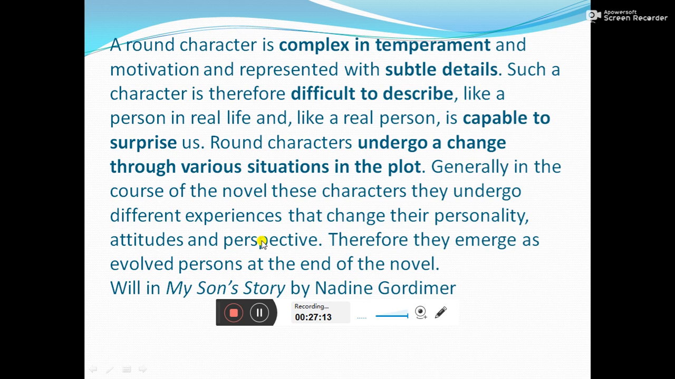In contrast to the flat character, a round character is complex in temperament. A flat character is very simple in nature, but a round character is complex in temperament and motivation. And such a character is represented in the novel with subtle details. Subtle details means very minute details, very small details. Such a character is therefore difficult to describe, because it is complex in temperament and has been shown with subtle details of its personality, and therefore difficult to describe like a person in real life.